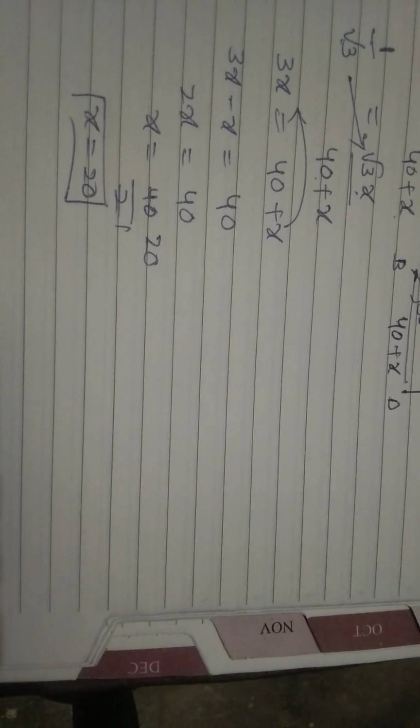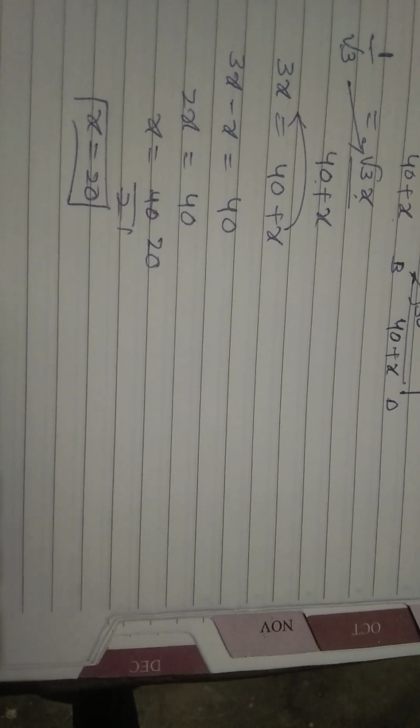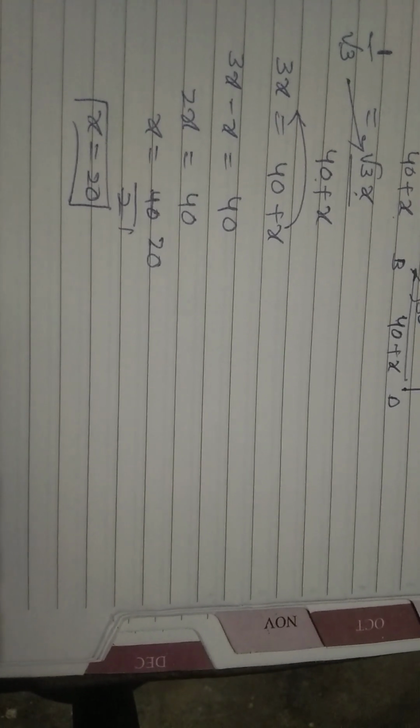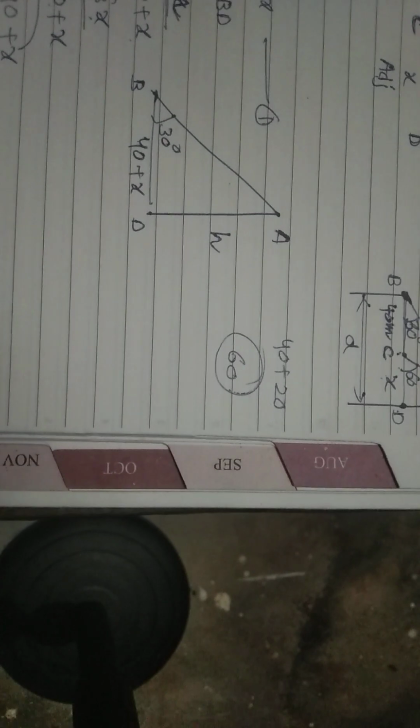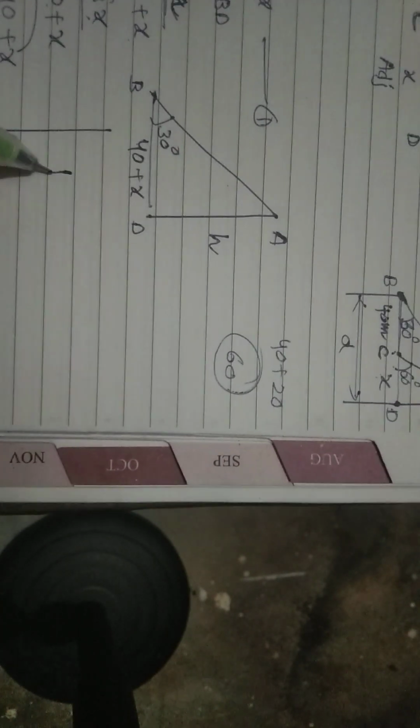So the distance from the second observation point to the tower is 20 meters. Actually, they are asking to find the distance from the first observation point to the tower. As the first observation point to the second observation point is 40, and this is the x value we got, 20. So 40 plus 20, how much? 60 we got. Okay, but they are also asking to find the height of the tower.